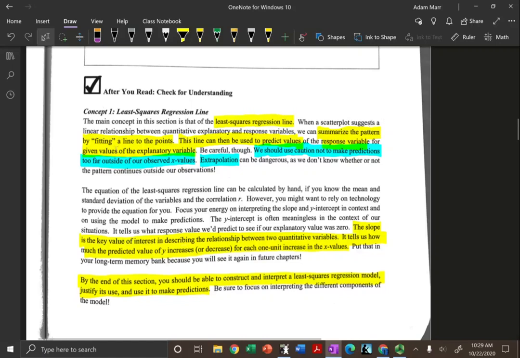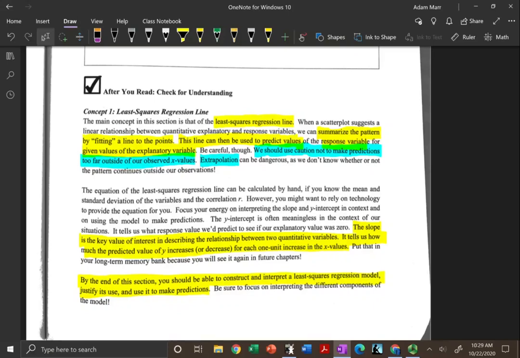When a scatter plot suggests a linear relationship between quantitative, explanatory, and response variables, we can summarize the pattern by fitting a line to the points. This line can be used to predict values of the response variable for a given value of the explanatory variable. All right, so we can make a prediction, and that's by the least square regression line. Be careful, we should be cautious of making predictions when it's far outside of the X values.